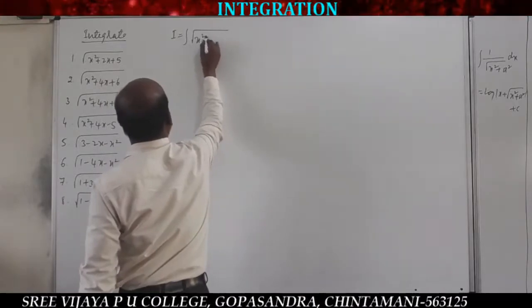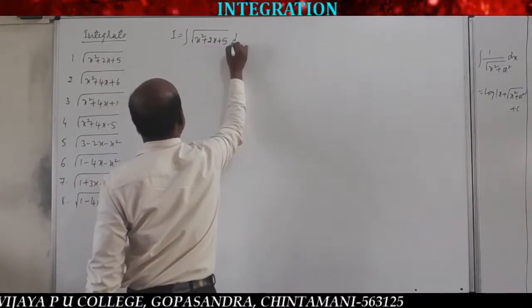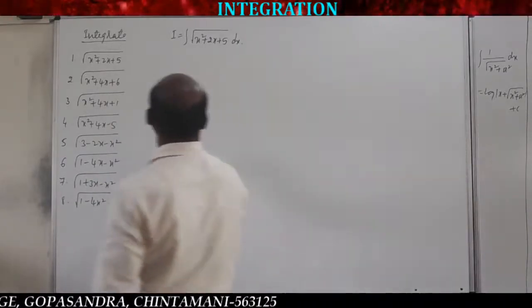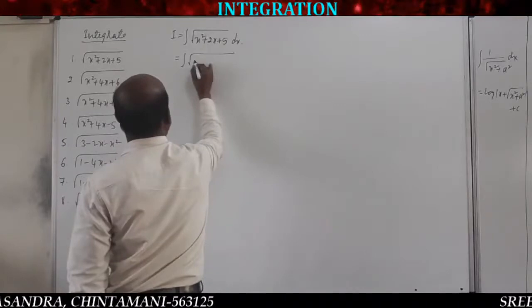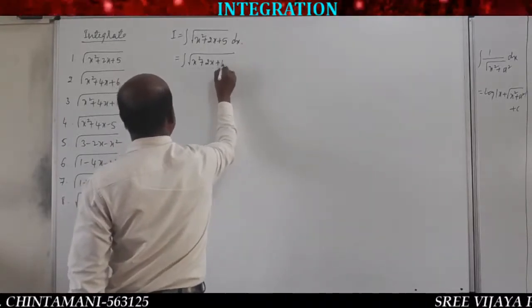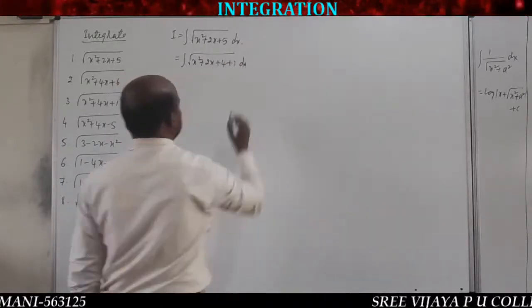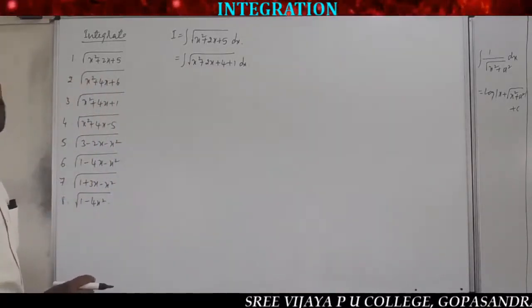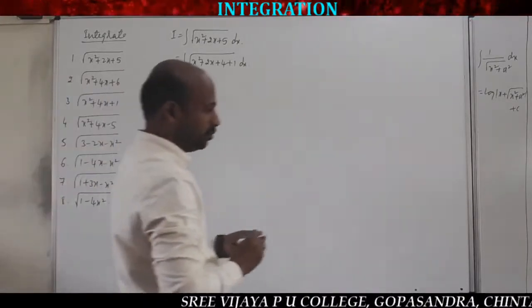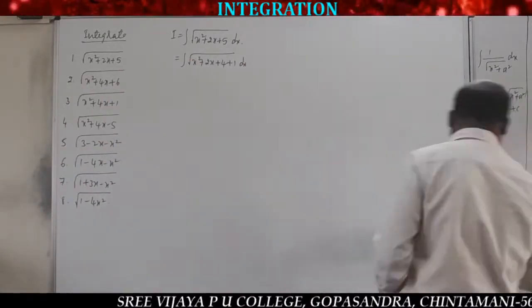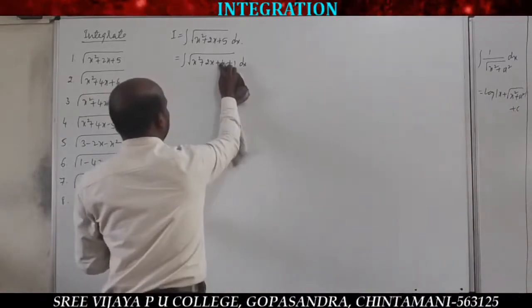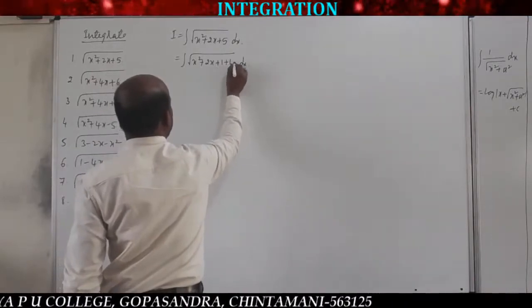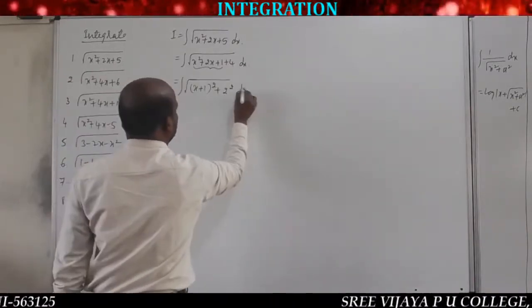Integral of root of x squared plus 2x plus 5. The coefficient of x squared is 1. So that is equal to the integral of root of x squared plus 2x plus 1 plus 4 with respect to x. Here x plus 1 whole squared is formed, so we write x squared plus 2x plus 1 plus 4, that is root of x plus 1 whole squared plus 2 squared.